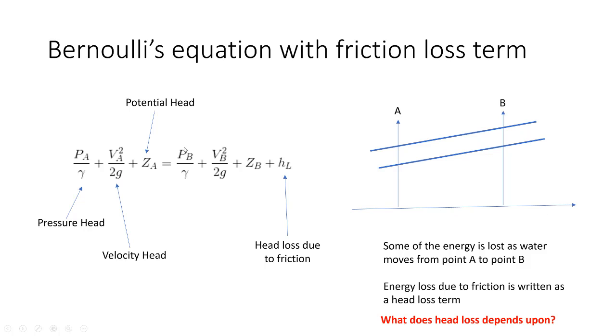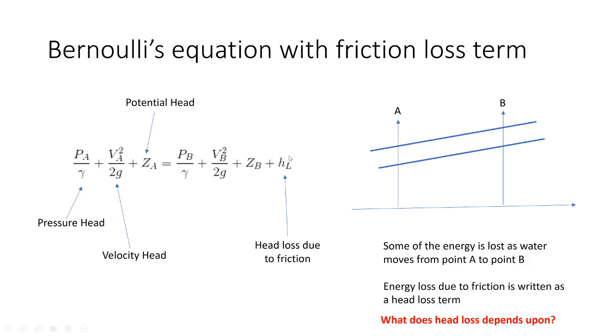Similarly, at B, I can write my pressure head term, the velocity head term, and the potential head or the elevation head term. And because some energy is lost, the total energy at point A is equal to the pressure, velocity, and potential heads at point B plus a head loss term, which represents the loss due to friction. So what we are interested in is calculating the head loss term. And clearly, if I know the remaining terms, I can calculate what that head loss term is.